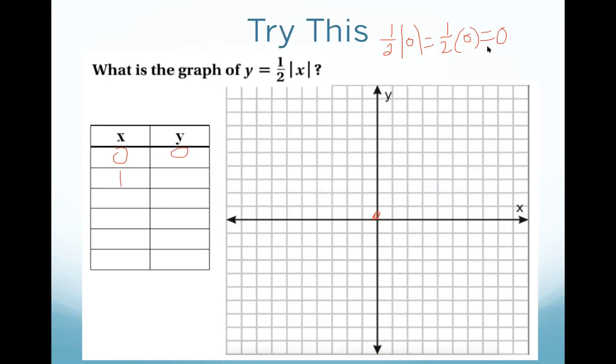What about 1? 1/2 times the absolute value of 1. Absolute value of 1 is 1, so 1/2 times 1 is 1/2. I don't really want to graph a fraction, so instead of 1, let's try 2.